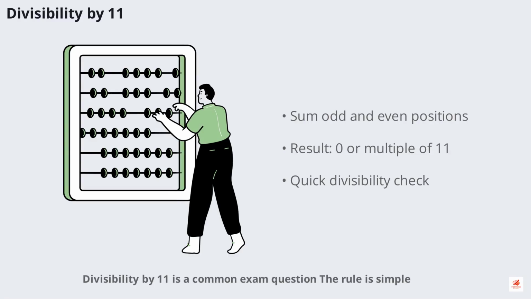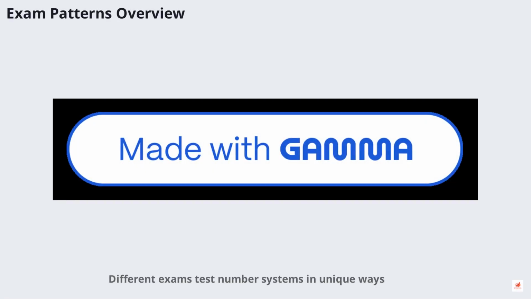Divisibility by 11 is a common exam question. The rule is simple: subtract the sum of the digits in even positions from the sum of the digits in odd positions. If the result is 0 or a multiple of 11, the number is divisible by 11. For example, 2728: 2 plus 2 is 4, 7 plus 8 is 15, the difference is 11, which is a multiple of 11, so it's divisible.